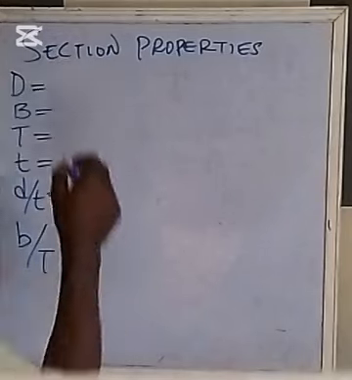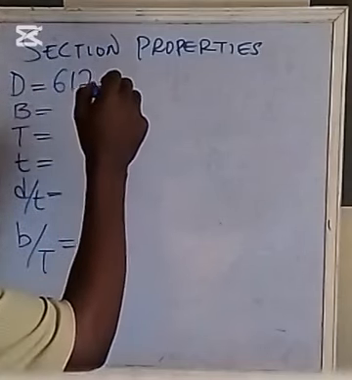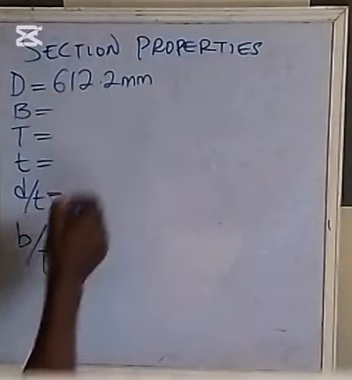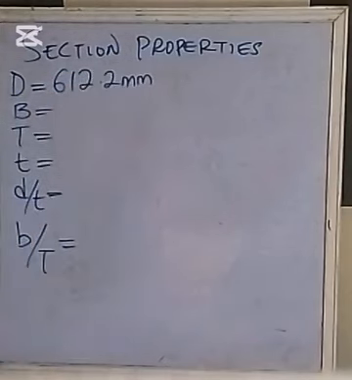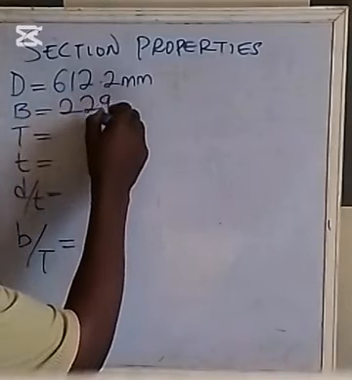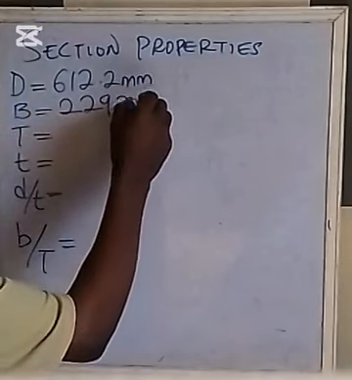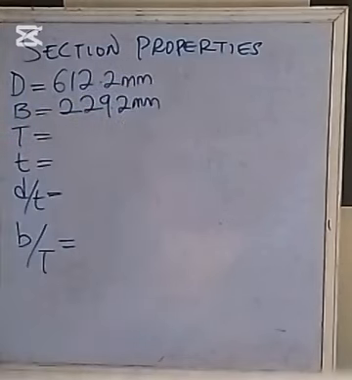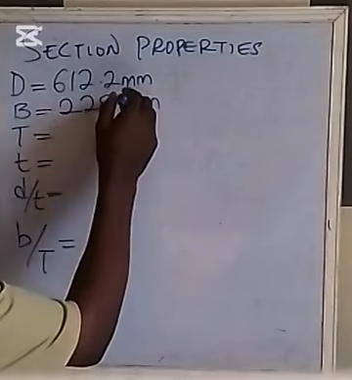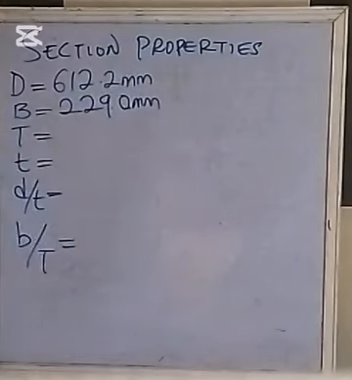So from the steel table, the depth of the section is 612.2 mm. The width is 229.2 mm. The width is 229.0 mm.